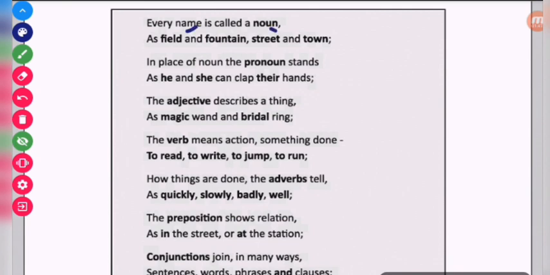Every name is called a noun, as field and function, street and town. In place of a noun, the pronoun stands, as he and she can clap their hands. The adjective describes a thing, as magic, wand, and bridal ring. The verb means action, something done: to read, to write, to jump, to run. How things are done, that adverbs tell, as quickly, slowly, badly, well. The preposition shows relation, as in the street or at the station.